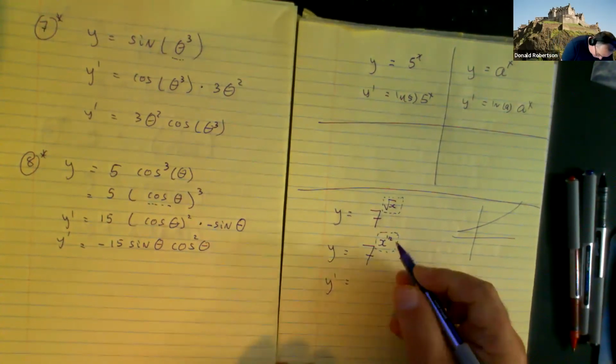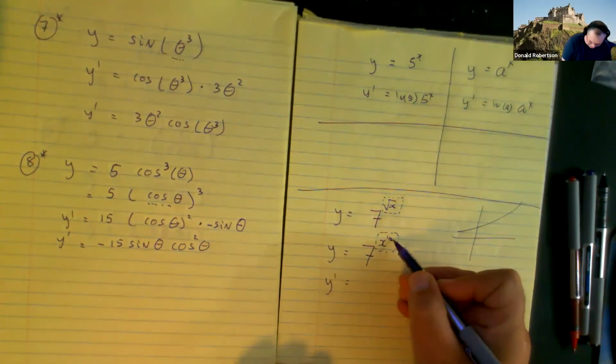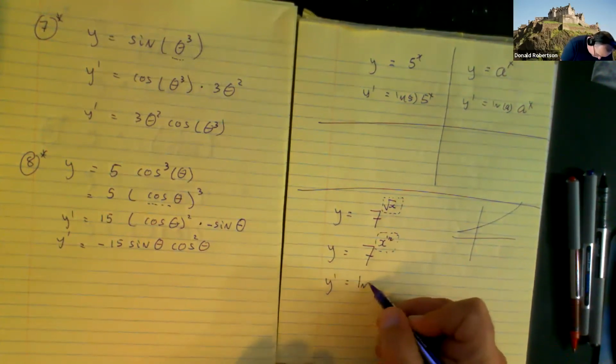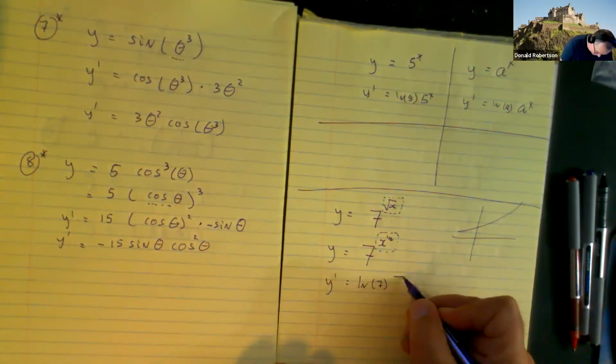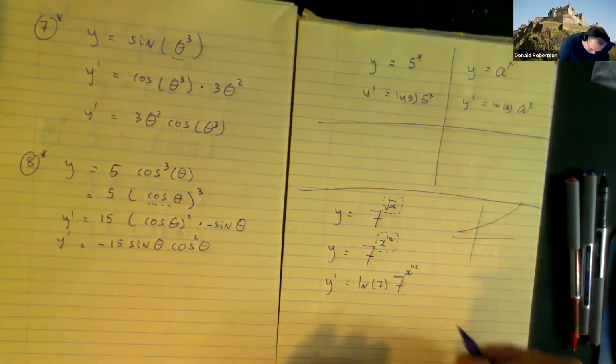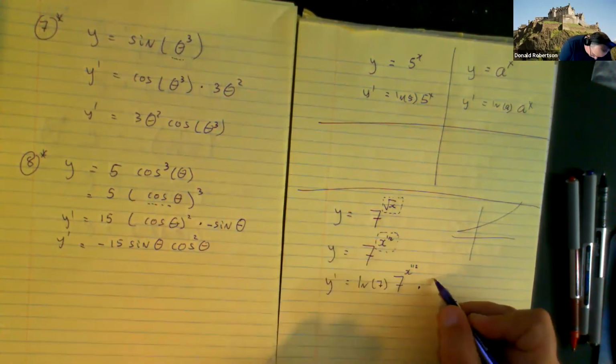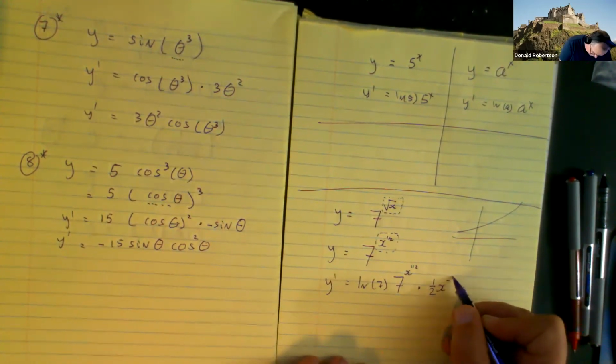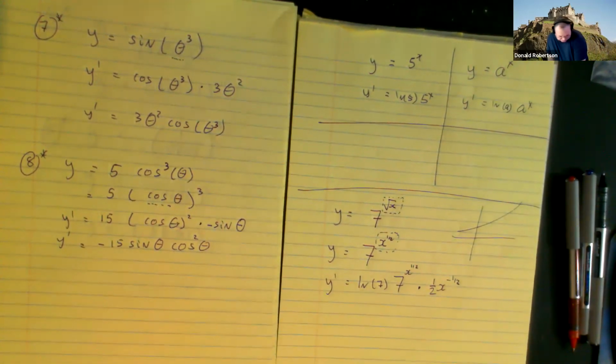So 7 to the power of inside function. You get natural log of 7, 7 to the power of the inside function, multiplied by the derivative of the inside function, which is that. Should that be the answer that I write into WebAssign? No. Would you agree it's not like the original, right?